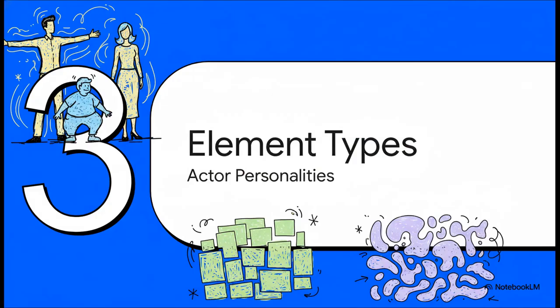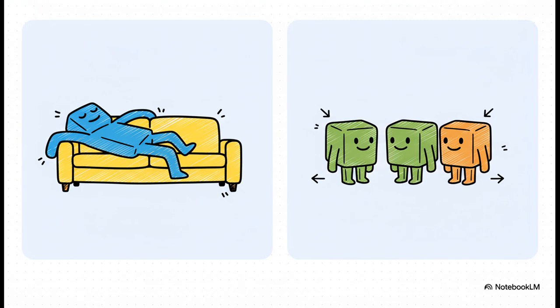Now, just like in real life, not all actors behave the same way on set. They've got different personalities, different ways they take up space. And that brings us to the two main types of elements. On one hand, you've got your block-level elements. Let's just call these the couch potatoes of HTML. Why? Because they just sprawl out across the entire width of the page, taking up the whole line, and they force everything else down to the next line.